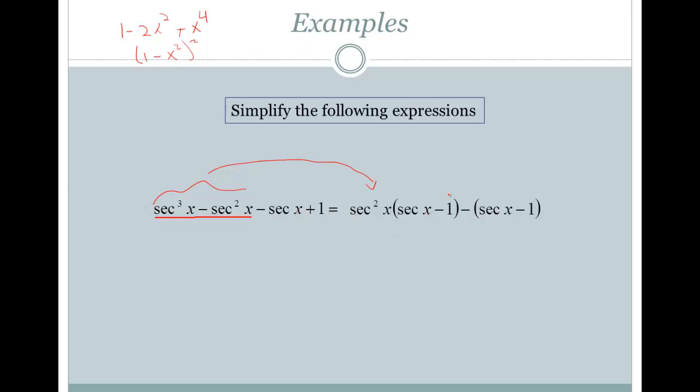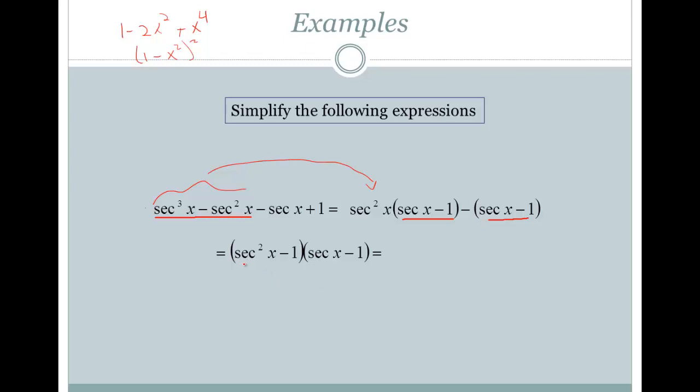Now if you look here, I have two. I can factor again. I can factor out a secant x minus 1. So let's do that. Then I get a secant squared minus 1 times secant x minus 1. Okay? Again, I factored this term out of each term right there. I'm left with secant squared x minus 1.